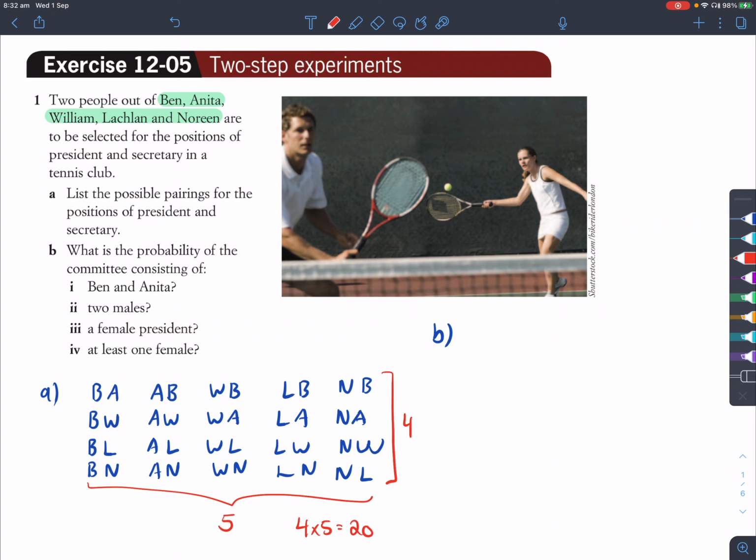Now in part B, what they want us to find is the probability of the committee consisting of Ben and Anita. So Ben and Anita would be BA and AB. Doesn't matter who is president and who is the secretary. So that's a total of 2 out of 20, which is 1 out of 10.